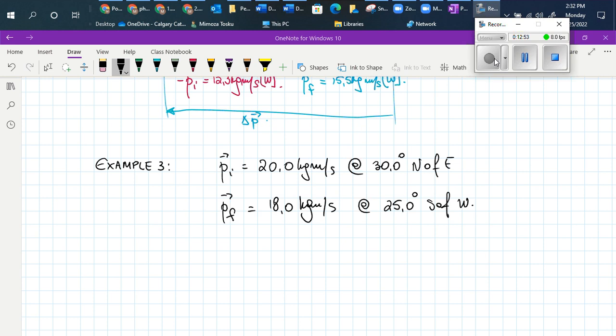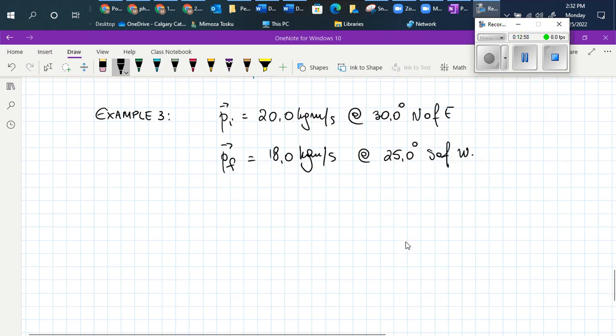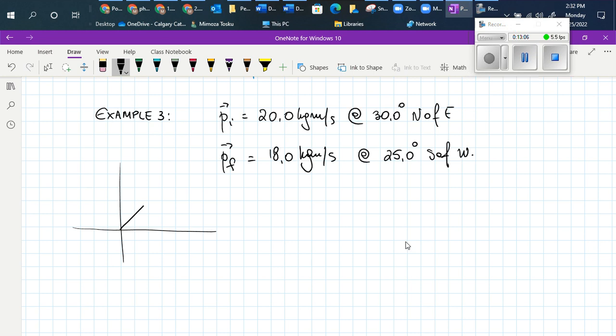When we are finding the impulse or the change of momentum for this situation, graphically what we will have is, for initial, a vector that looks like this, P initial, with a 30-degree angle with the east axis, and for final we will have between south and west a vector that looks like this, P final, and the angle with the west axis is 25 degrees.